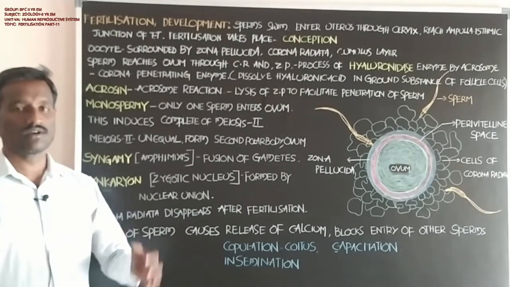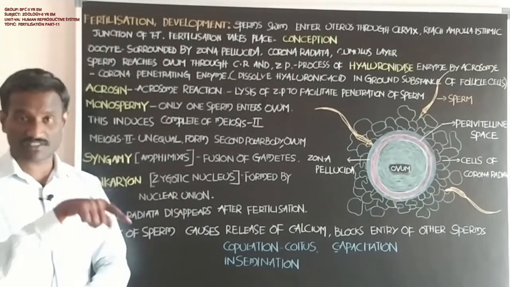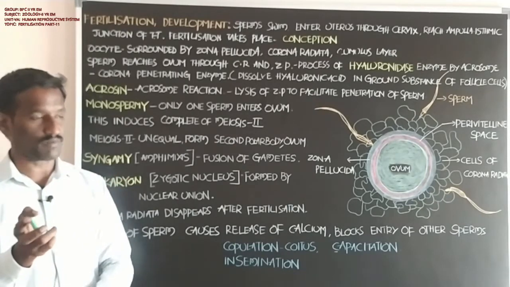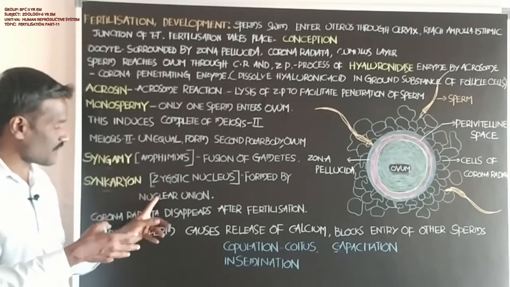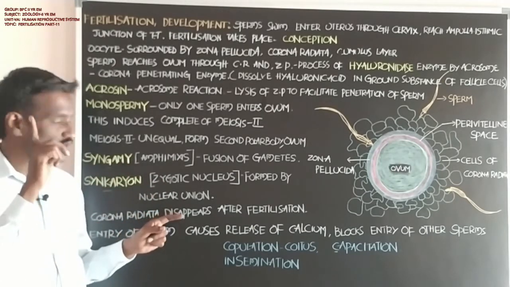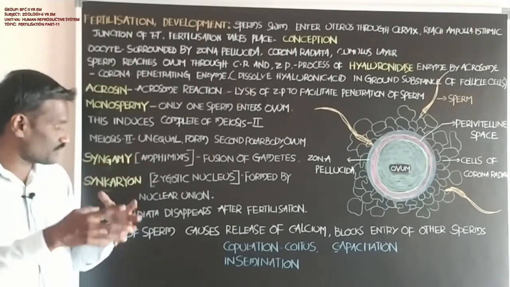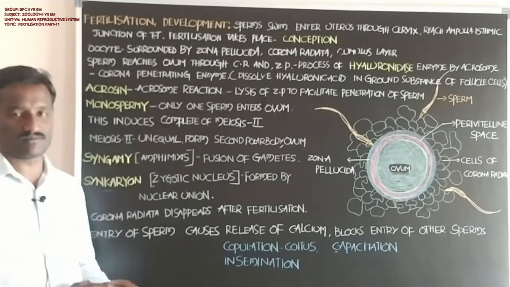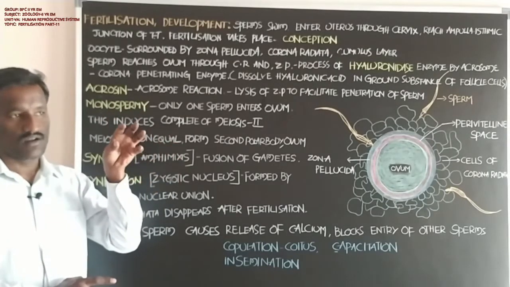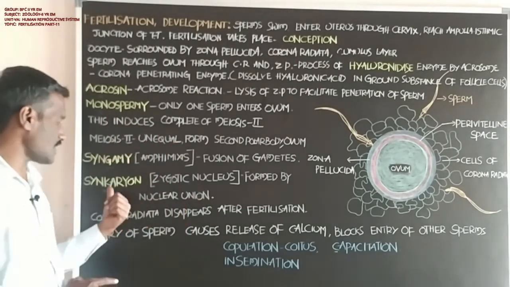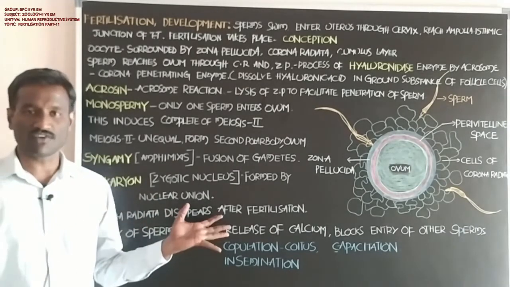Synchorion is also called the zygotic nucleus. The nucleus present in the sperm and the nucleus present in the ovum are combined, fused with each other, and form only one nucleus. That is called synchorion. Synchorion is formed by nuclear union. Both nuclei are combined or united and form the synchorion. Okay students, the corona radiata disappears after fertilization.